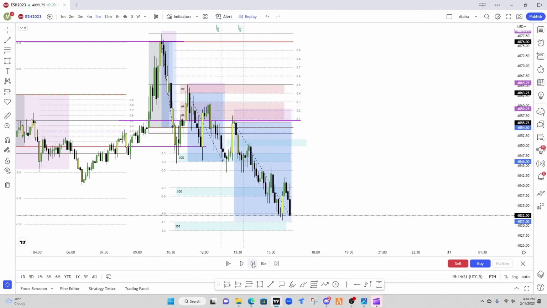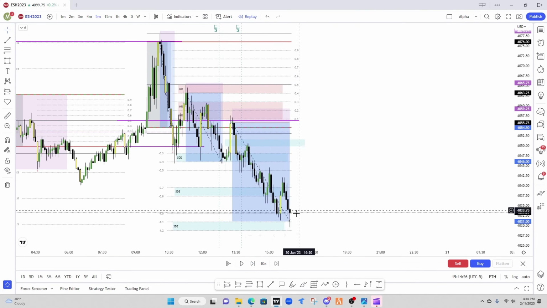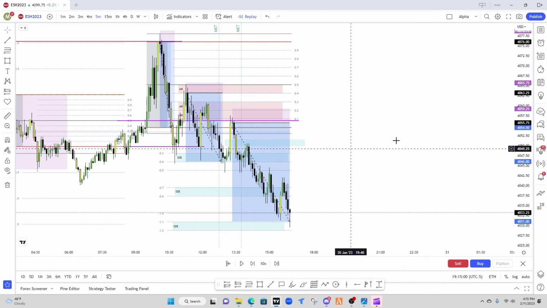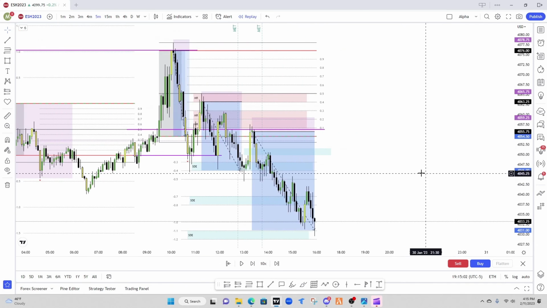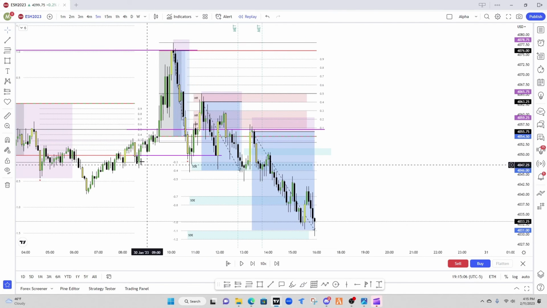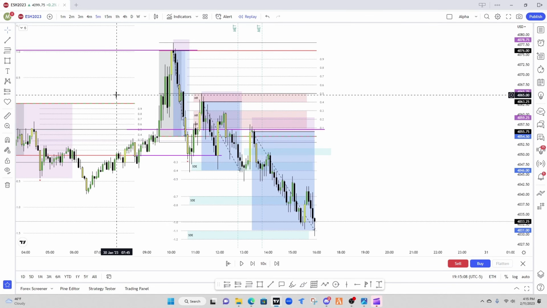Okay, coming to the end. This next candle will be our last candle. And there we go. We've hit our profit target on the absolute last possible candle. So that would have been a day. 3 very successful trades. Didn't take anything that was too crazy.